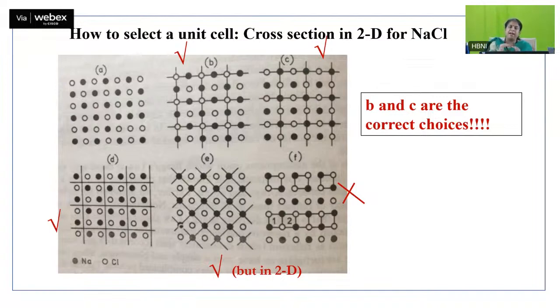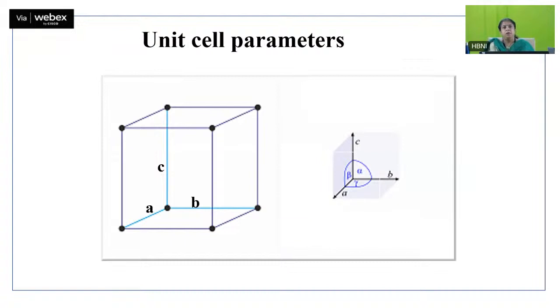If I try to reproduce or repeat it in the C direction also, then all the symmetry elements will not be retained. So actually B and C are the correct choices for the unit cell for this particular material, even though your F has got the smaller unit. It has the minimum volume, but it does not represent the maximum symmetry. And so with E, when we go for three dimensions.